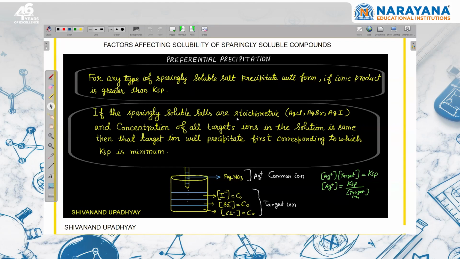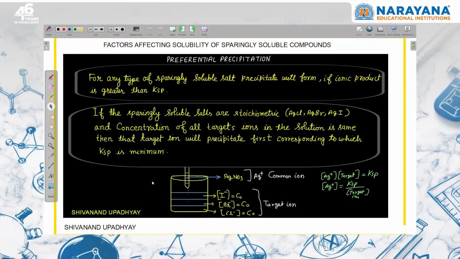So if the sparingly soluble salts are stoichiometric and the concentration of all the target ions in the solution is same, then that target ion will precipitate first, corresponding to which the Ksp is minimum. So these ions are target ions and this is the common ion which we are adding. So Ag plus can combine with Cl minus, Br minus, I minus to form AgCl, AgBr and AgI. So if initial concentration of all these target ions are same, then the salt for which Ag plus concentration is minimum will precipitate, right?